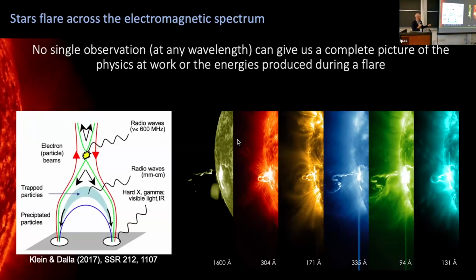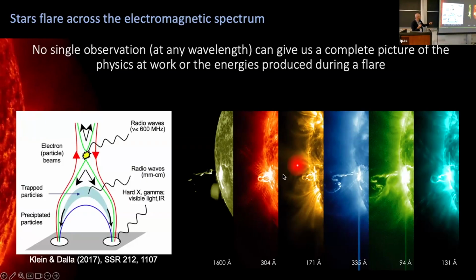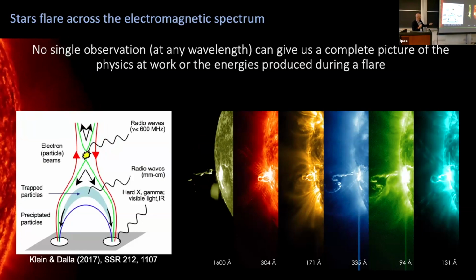And in the diagram on the left, you can see the magnetic reconnection event at the top, where charged particles are then accelerated or precipitated down the magnetic field lines into the footprints of the flare. And the key point is that different physical processes within the flare emit at different wavelengths. And on the right, this is the same solar flare imaged at the same time, and yet it looks very different at different wavelengths, even within a fairly narrow wavelength parameter space.